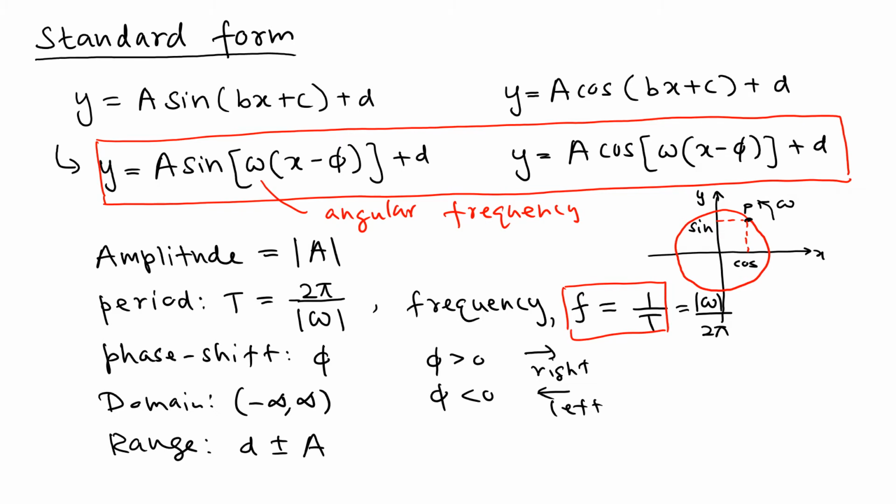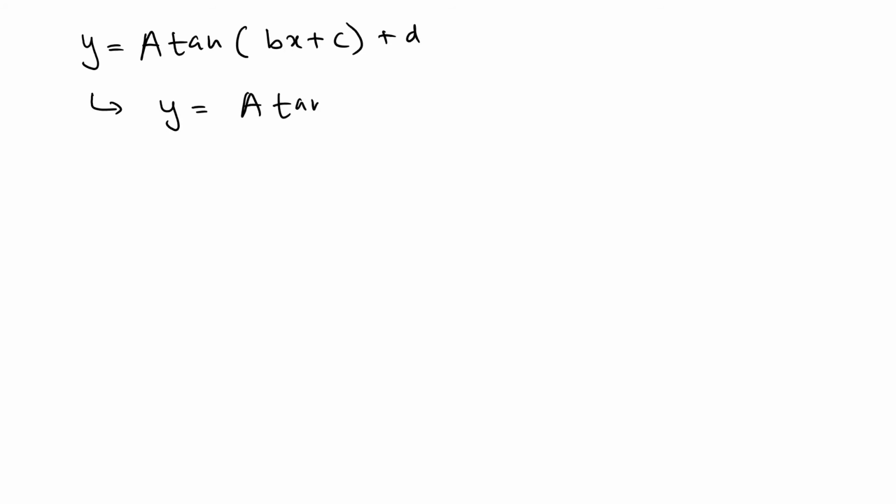So let's look at the theories for tangent. For tangent, we have y equals a tangent of bx plus c, plus d. Again, we can write this in the standard form, which is a tangent. We pull out the coefficient of x, which we call omega, in an x minus phi format, and then plus d. That is the standard form once you write it like that.